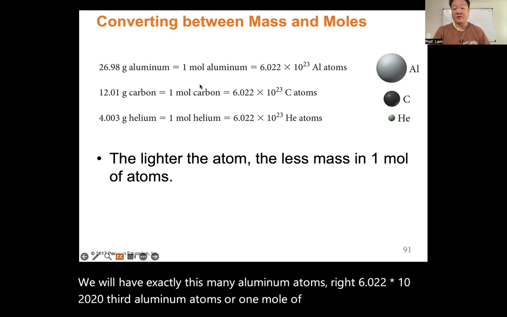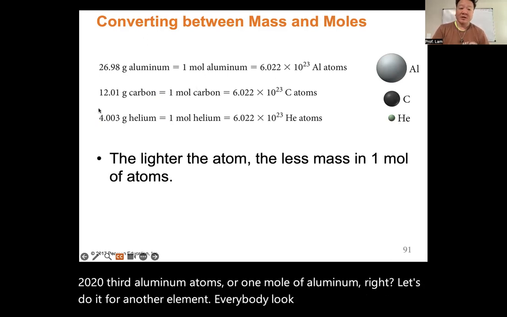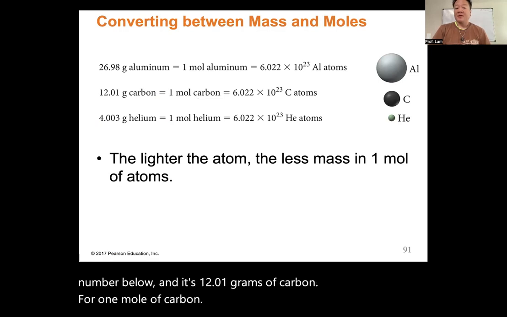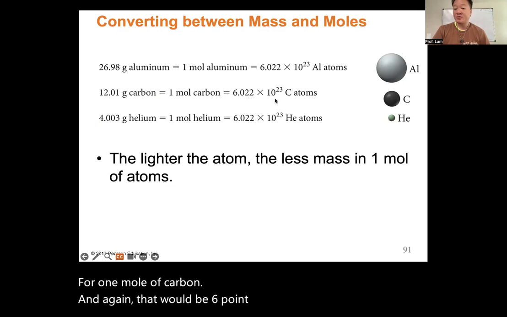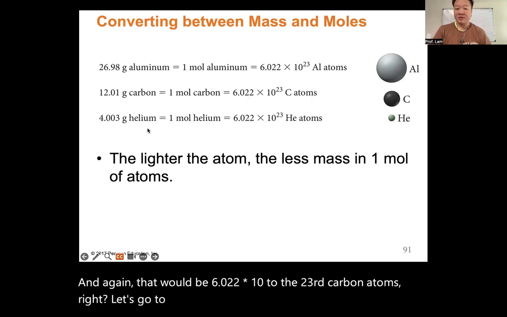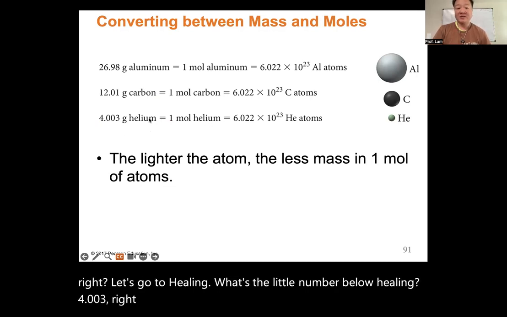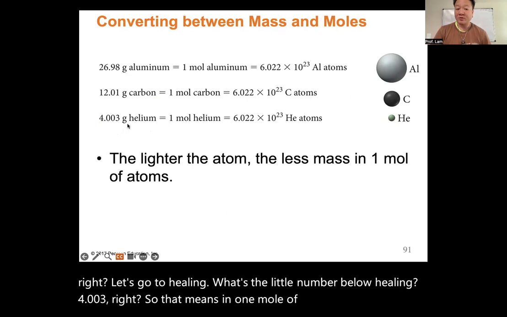Let's do it for another element. Everybody look at carbon and look at the number below. It's 12.01 grams of carbon for 1 mole of carbon, and again, that would be 6.022 times 10 to the 23rd carbon atoms. Let's go to helium. What's the little number below helium? 4.003. So that means 1 mole of helium weighs 4.003 grams.